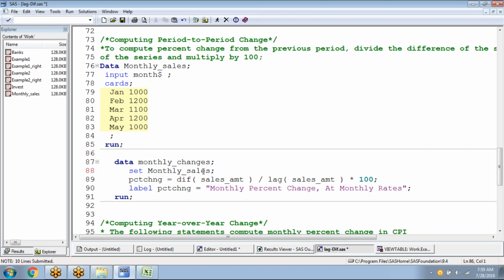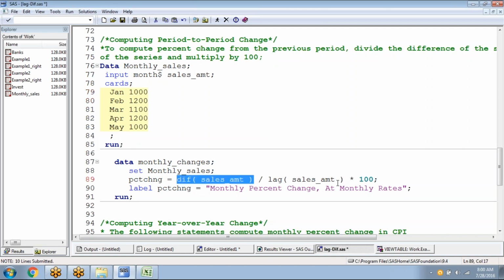Okay, so I'm reading the data from monthly sales. So I'm applying the diff function. So what will the diff function do? The diff function will take the difference of the current record and the previous record. So you'll get 200 here.